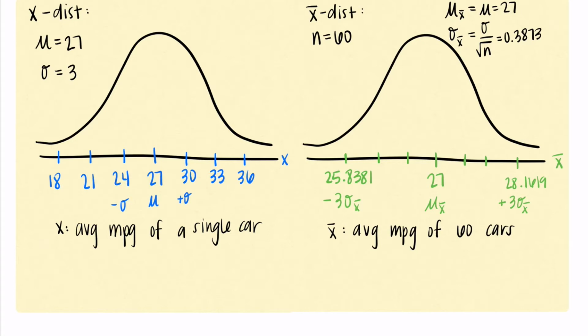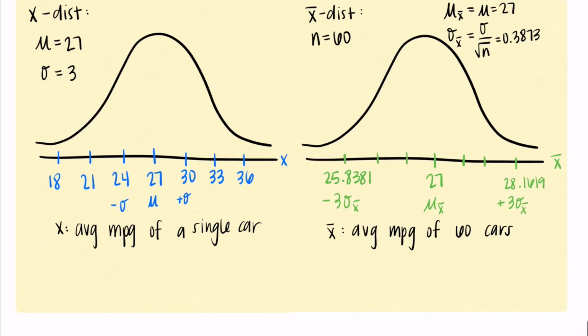Before I do an example, let me talk about the x-bar distribution. The main difference with the x-bar distribution is that the values on your number line are now representing sample means. Specifically for this example, we're looking at samples of size 60. So data values on this number line are sample means, while data values on this number line are just the average miles per gallon for one car, so they're not sample means.